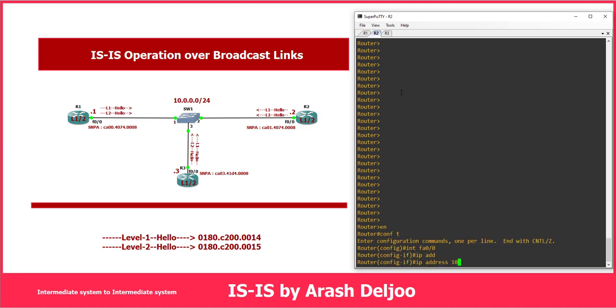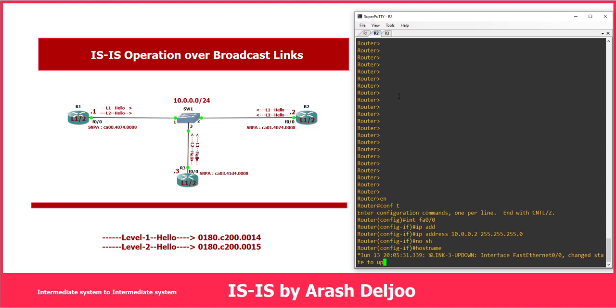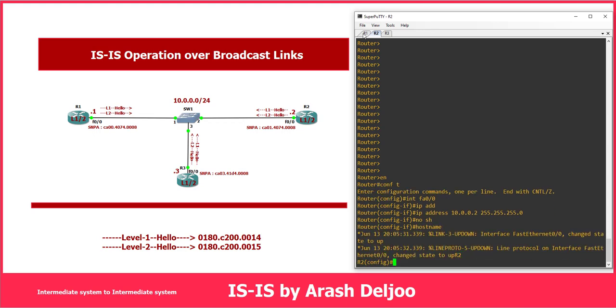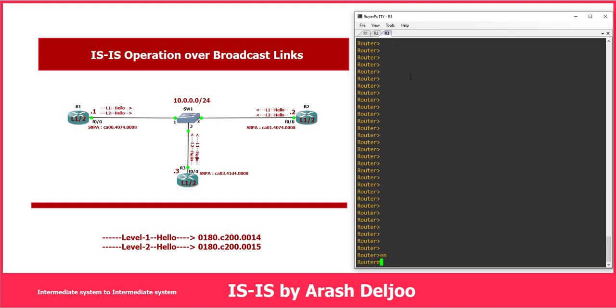EN, conft, interface FastEthernet 0/0. The IP address is 10.0.0.2, 255.255.255.0, and then no shutdown. Finally, the host name is router 2. That's it. And finally router 3: en, conft, the host name is router 3 or R3, interface FastEthernet 0/0. The IP address is 10.0.0.3, 255.255.255.0, no shutdown. Now we can configure ISIS.